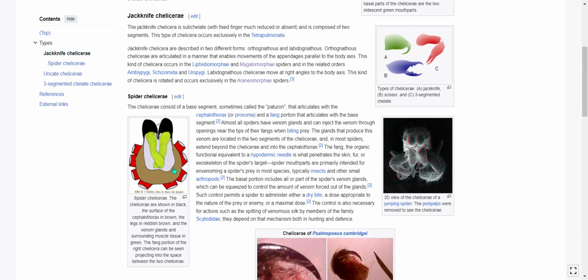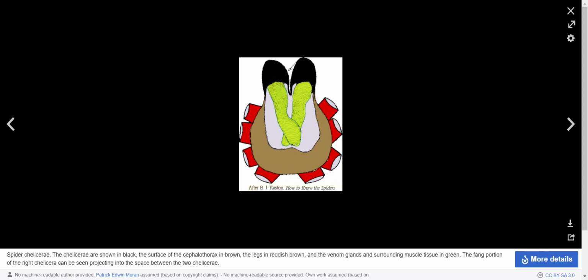And here's spider chelicerae. The chelicerae are shown in black, so these are the fangs. The surface of the cephalothorax in brown, the legs in reddish brown, and the venom glands and surrounding muscle tissue in green. The fang portion of the red chelicera can be seen projecting into space between the two chelicerae. So that's the fang, here's the venom, and this all kind of squeezes together to pop that venom out.